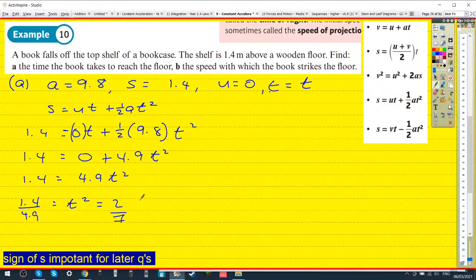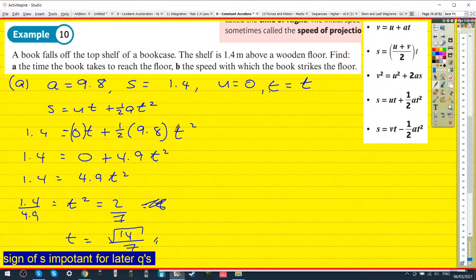And you get square root of 14 over 7. And so t is square root of 14 over 7. And you could get it to 3 decimal places or 3 sig figs or something.